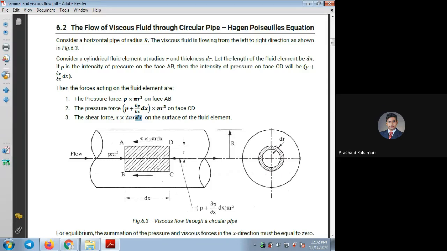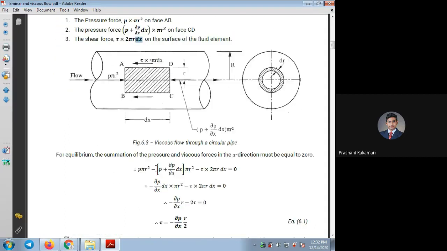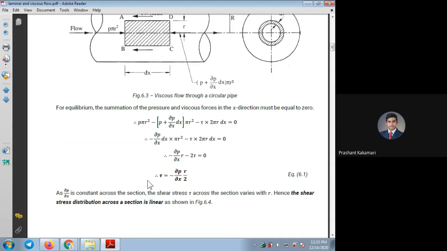Okay. So taking all these equations, now we are going to balance. For the equilibrium condition, the sum of all the forces in a given direction can be equated to 0. In the x direction, as I have considered the flow to be in the x direction, the sum of the pressure forces and viscous forces must be equal to 0 to balance all the effects. So that is written here.